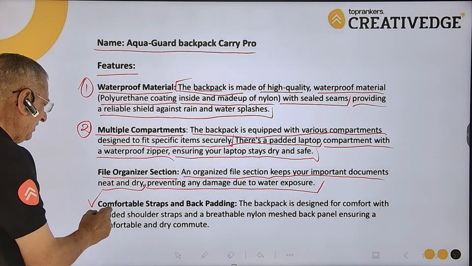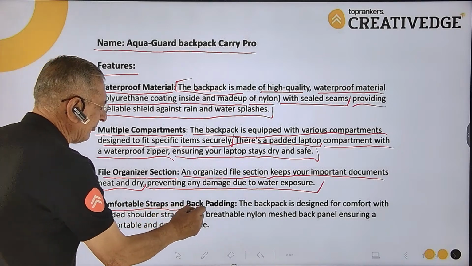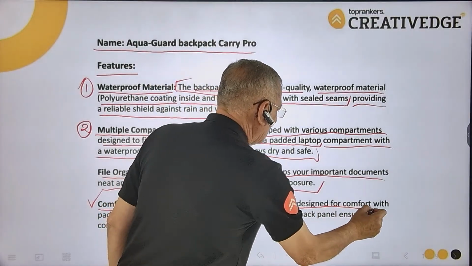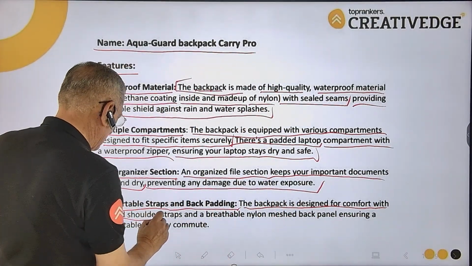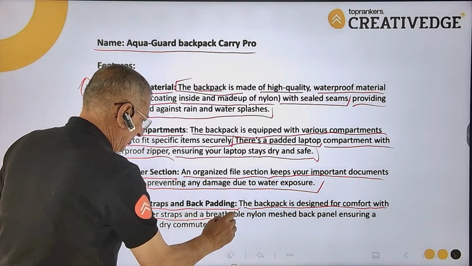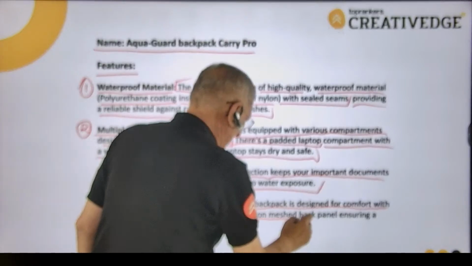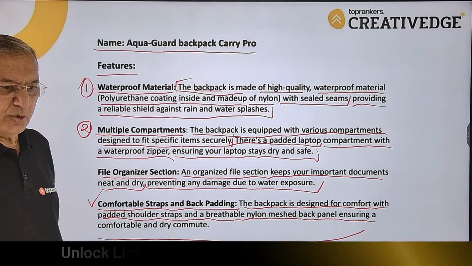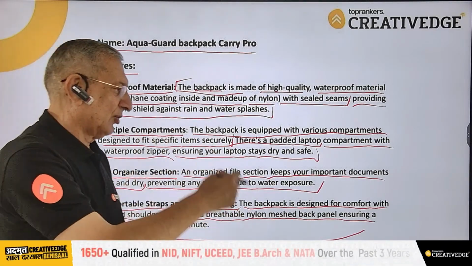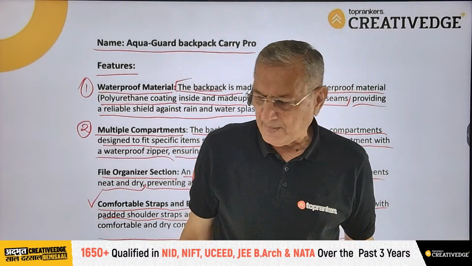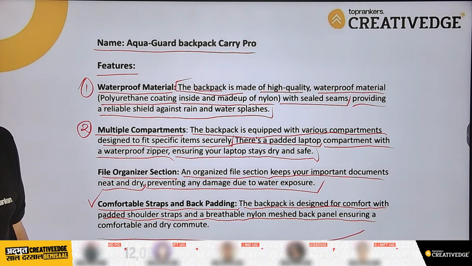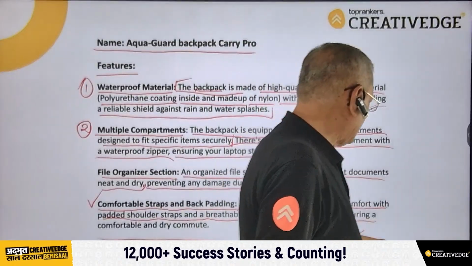Then how to carry: comfortable straps and back padding. The backpack is designed for comfort with padded shoulder straps and a breathable nylon meshed back panel, ensuring a comfortable and dry commute. Commute is to go from one place to another. Let us look into the answer.